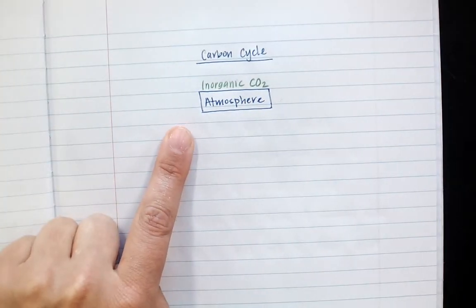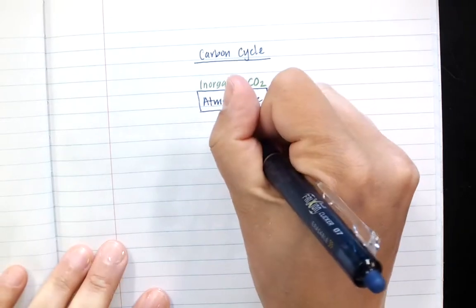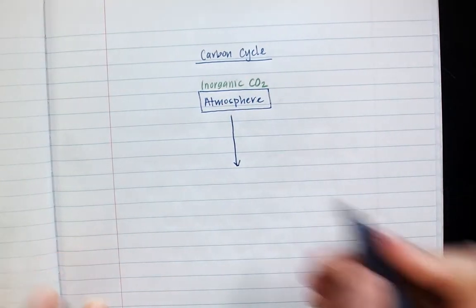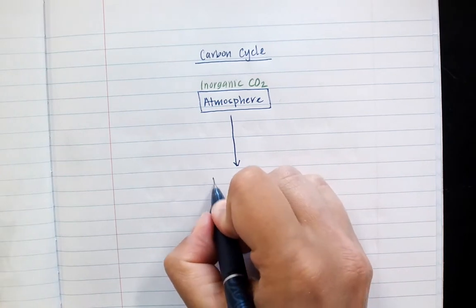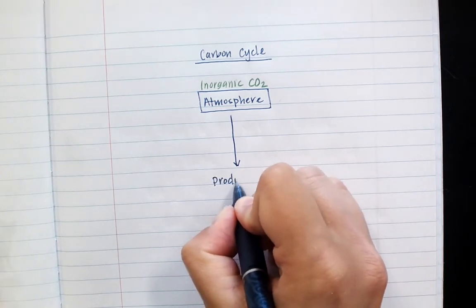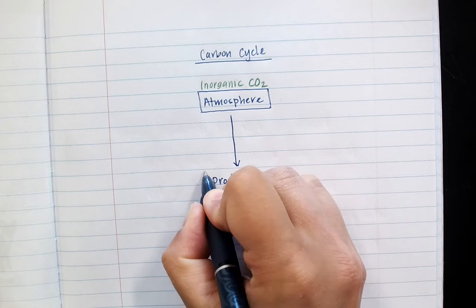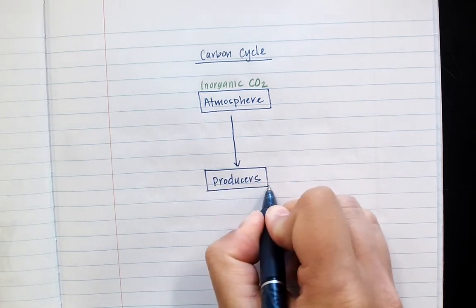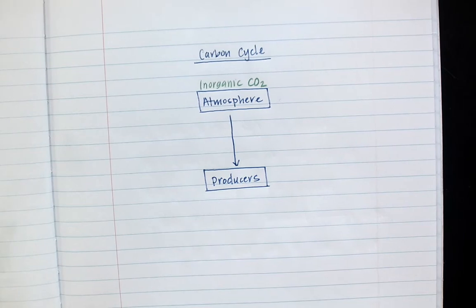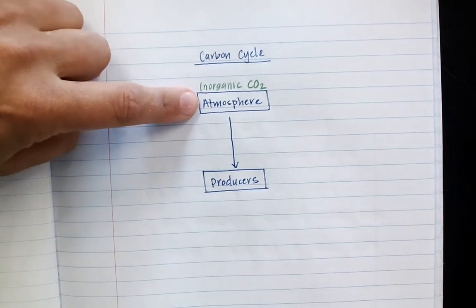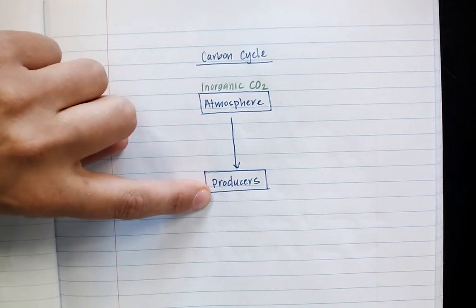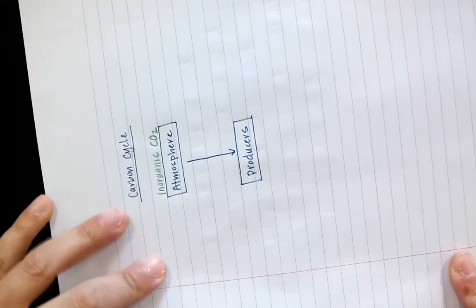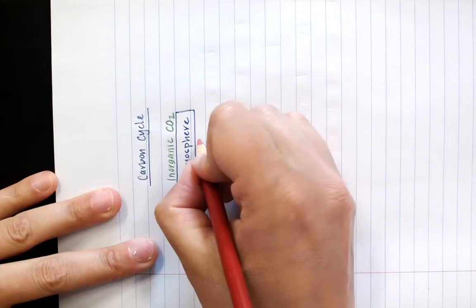Now, this carbon is going to move from the atmosphere into our plants, also known as our producers. And the process that moves the carbon from the atmosphere into the producers is called photosynthesis.